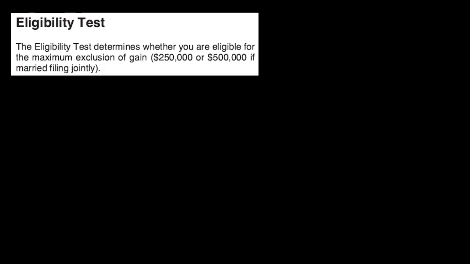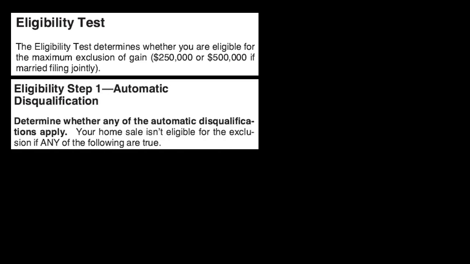Eligibility test. The eligibility test determines whether you are eligible for the maximum exclusion of gain, which is the $250,000 or the $500,000 if married filing jointly. In other words, if married filing jointly, it could be up to the $500,000. If something other than married filing jointly in filing status, which would include head of household or single, the $250,000.